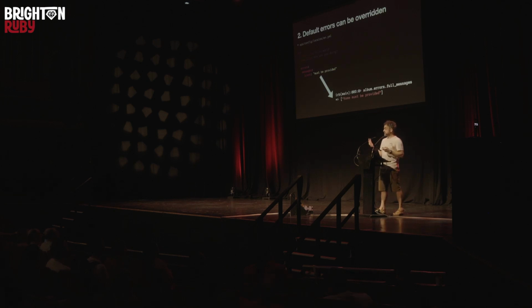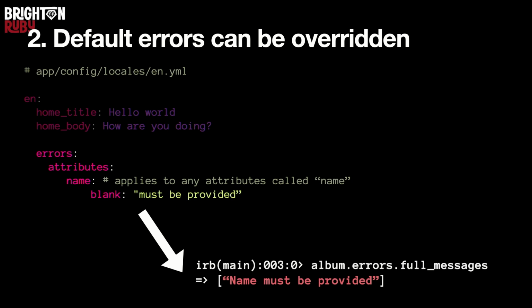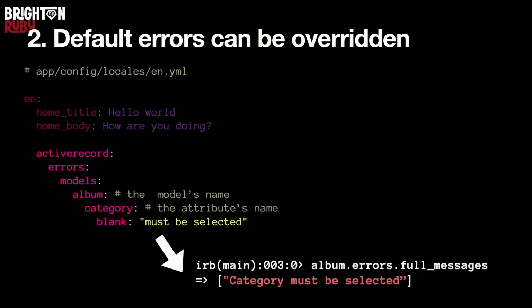Not only can you do this globally, but you can also do it per specific attribute by nesting it under attributes and then the name of the attribute, or even for specific models and the attributes on those models. So this gives you loads of flexibility to adjust the phrasing to suit every different scenario.